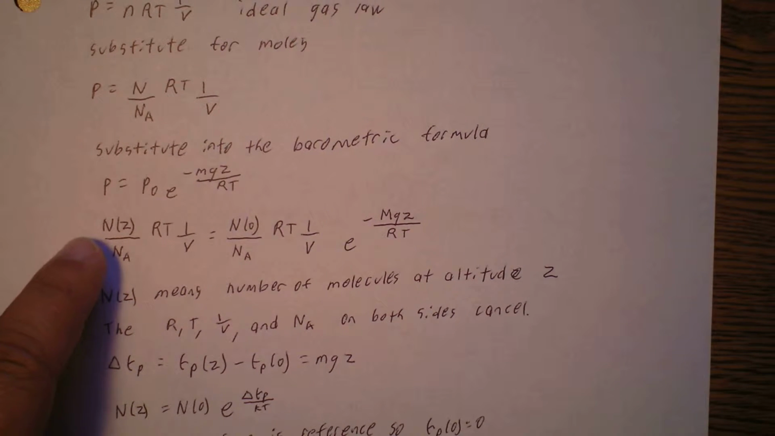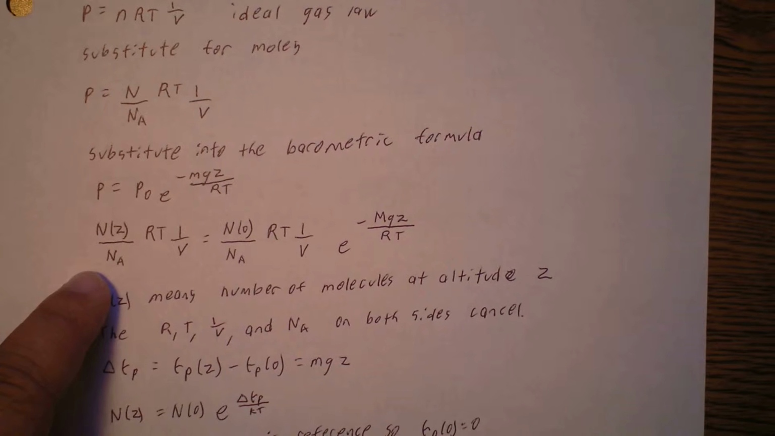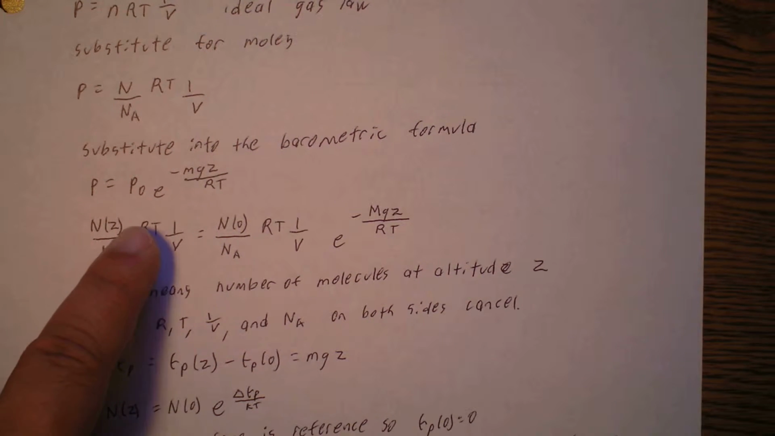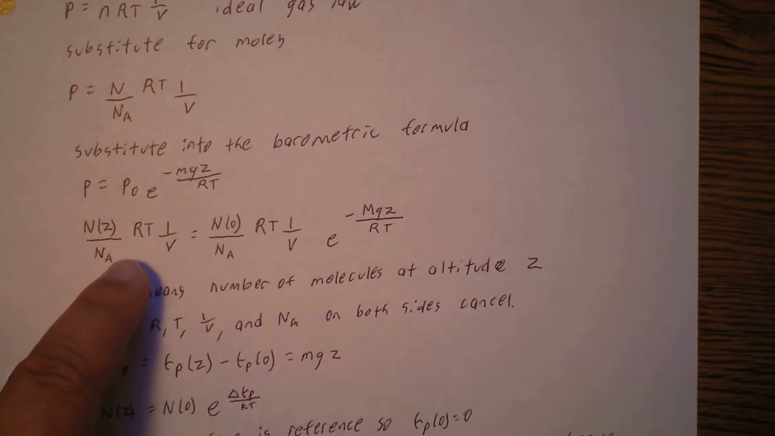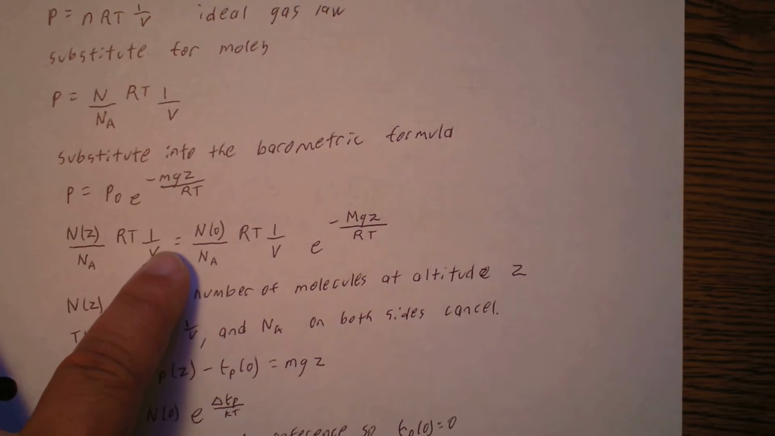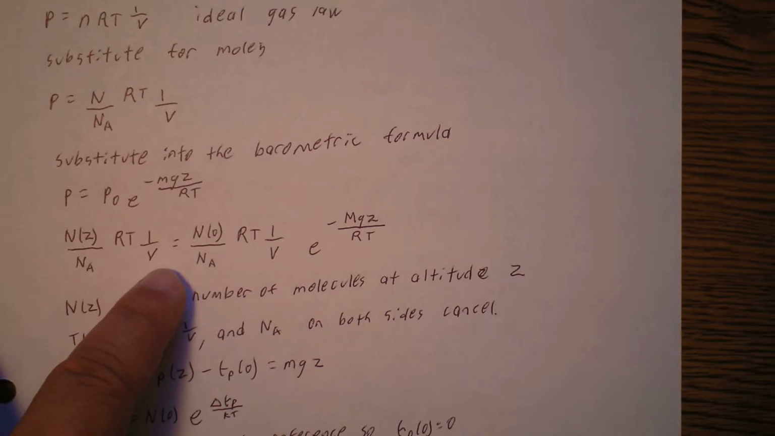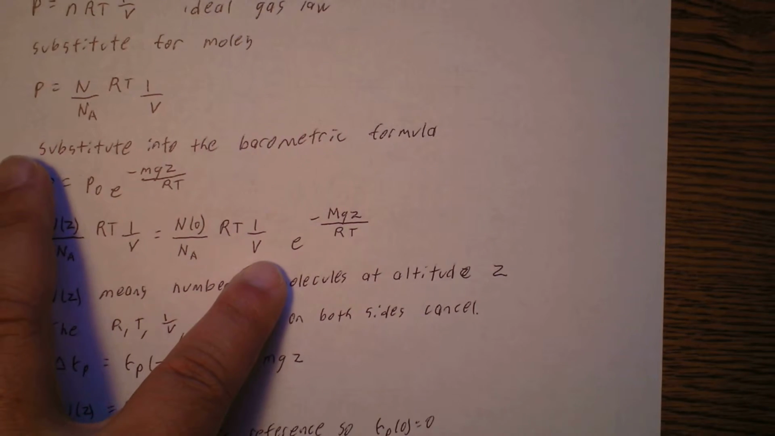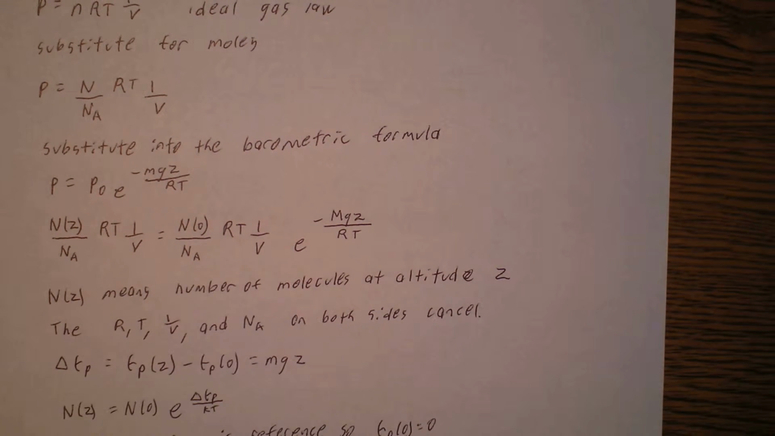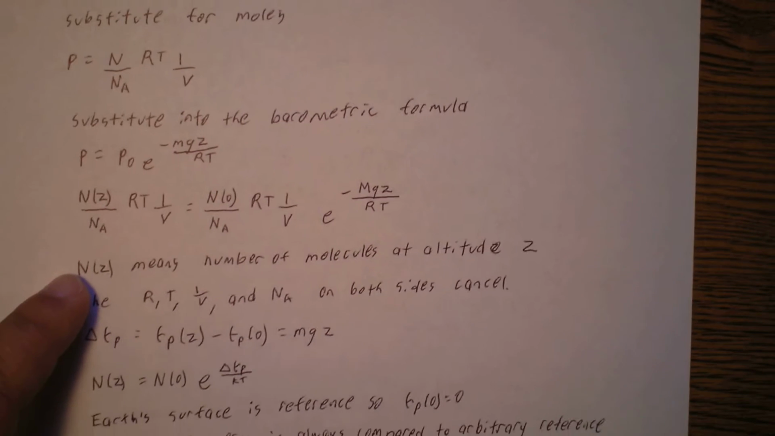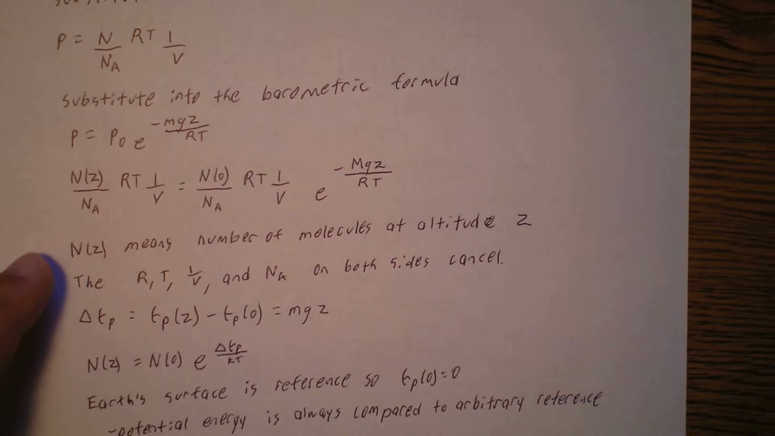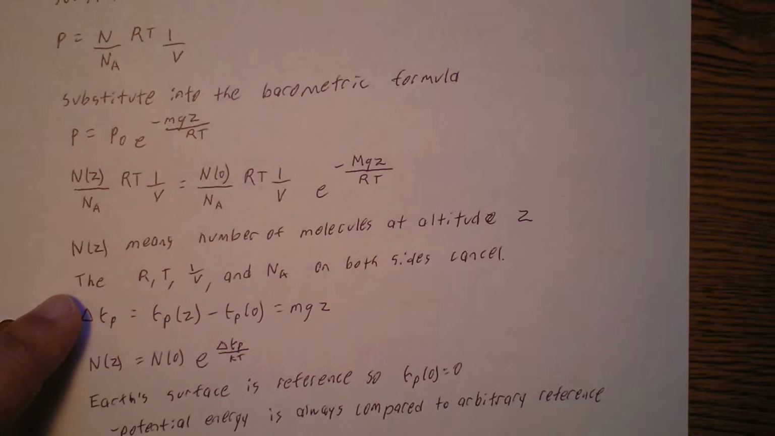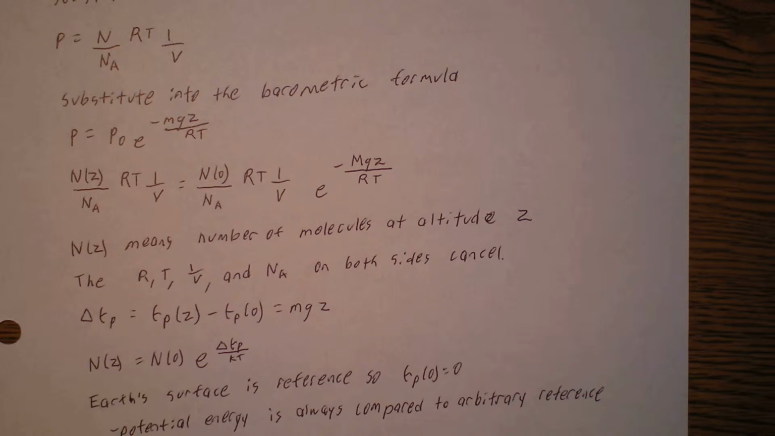So now we have the number of molecules at height Z divided by Avogadro's number times the gas constant R times the absolute temperature times 1 over the volume, is equal to the number of molecules at height 0 divided by Avogadro's number times R times T times 1 over V times e to the molecular weight times gz over RT. Now remember, NZ would be the number of molecules at altitude Z. So the RT, 1 over V, and NA on both of those sides cancel out.